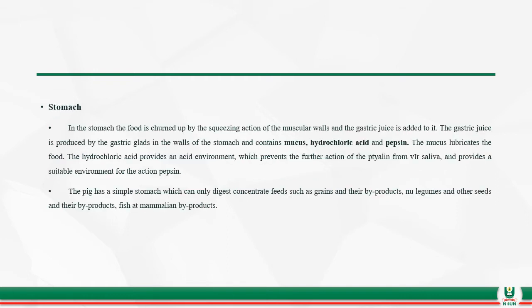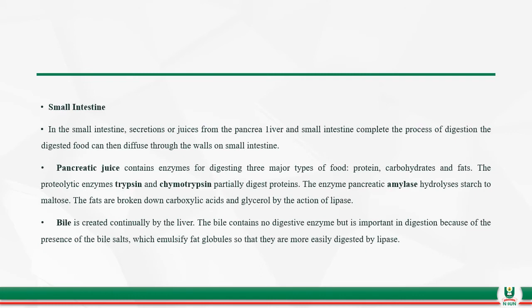The stomach. In the stomach, the food is churned up by the squeezing action of the muscular walls, and the gastric juice is added to it. The gastric juice is produced by the gastric glands in the walls of the stomach and contains mucus, hydrochloric acid, and pepsin. In the small intestine, secretions of juices from the pancreas, liver, and small intestine complete the process of digestion. The digested food can then diffuse through the walls of the small intestine.